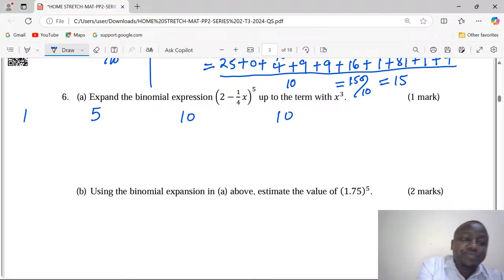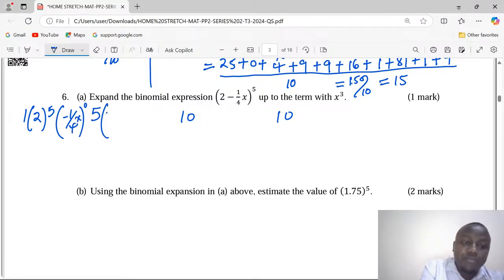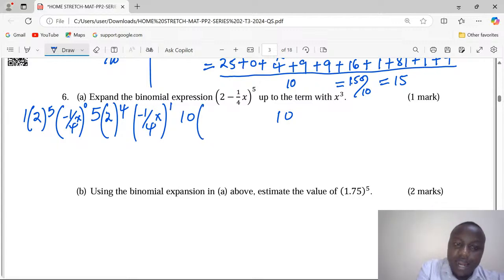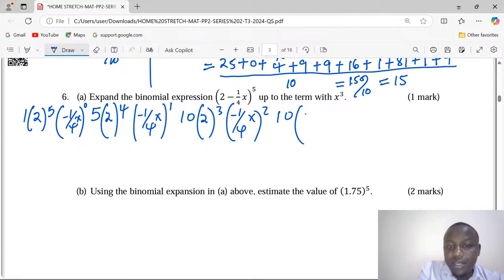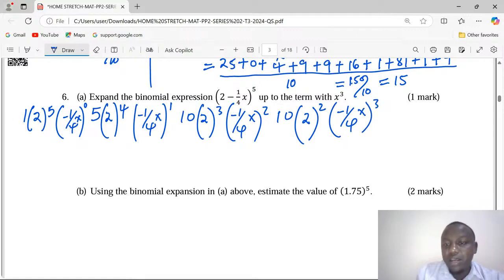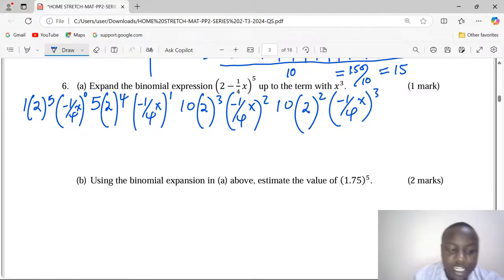In the first term, we shall have 2 power 5, but negative a quarter x shall be to power 0. In the second term, 2 goes to power 4, but negative a quarter x ascends to power 1. In the third, 2 will be to power 3, but negative a quarter x takes power 2. Then in the fourth term, 2 shall be to power 2, then negative a quarter x takes power 3. Yeah, that is the term we are expanding to.